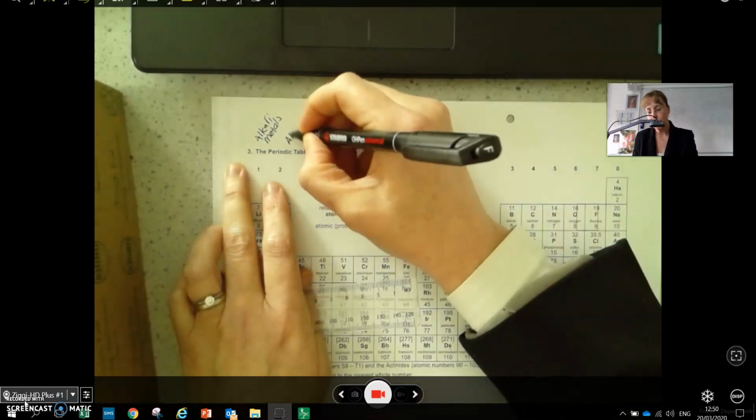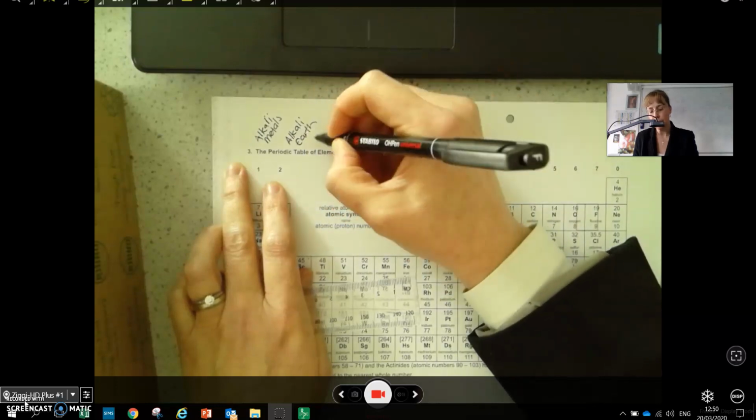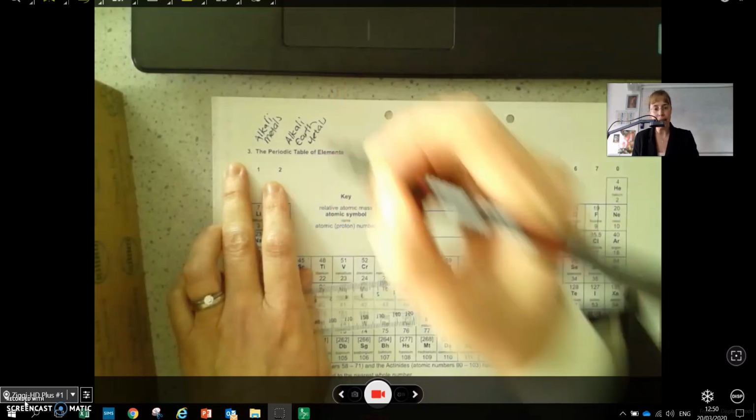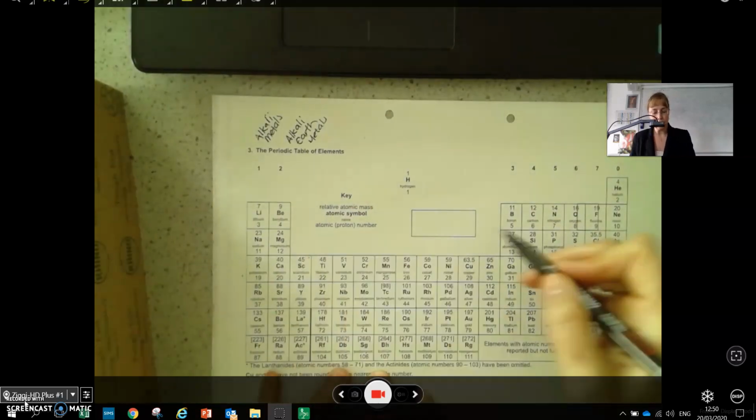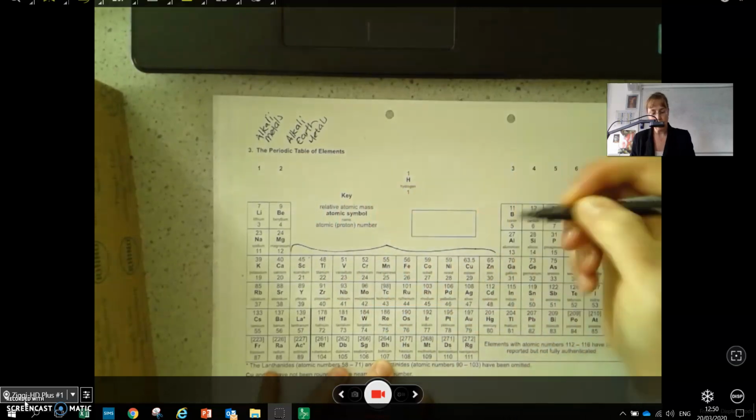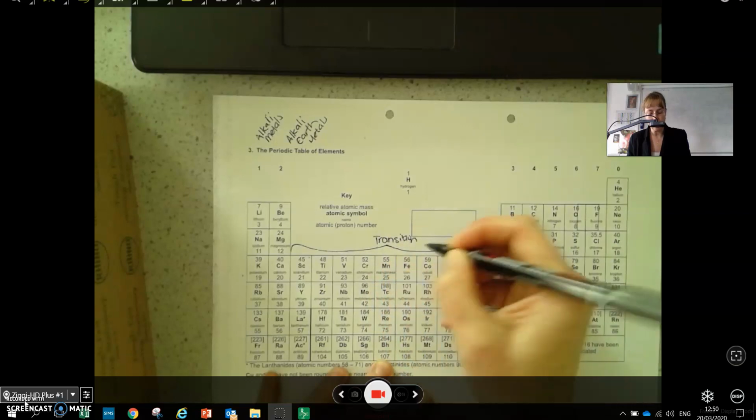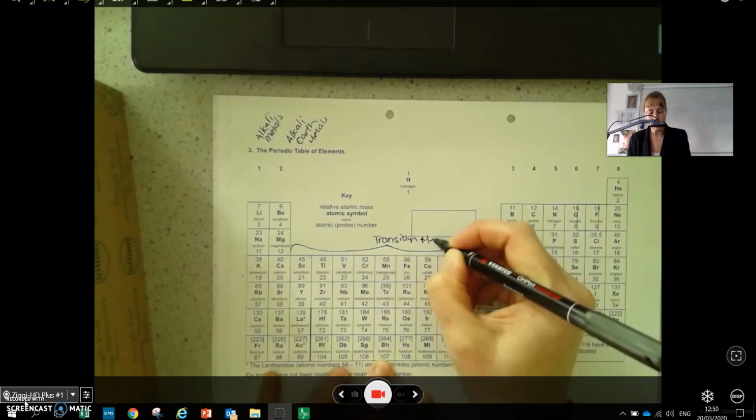And group 2 is the alkaline earth metals. I always remember it's got two parts to the name, alkaline earth and then metals. Now this group in between group 2 and 3 of the periodic table is known as the transition metals. They are your typical metals. And then the next groups that we have to know the names of: group 7 is the halogens, and group 8 is the noble or the inert gases.